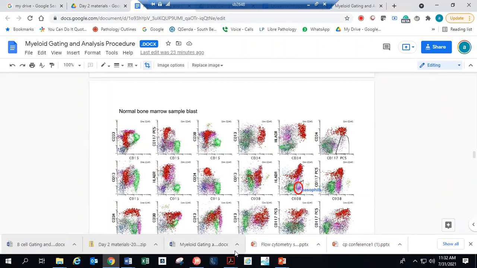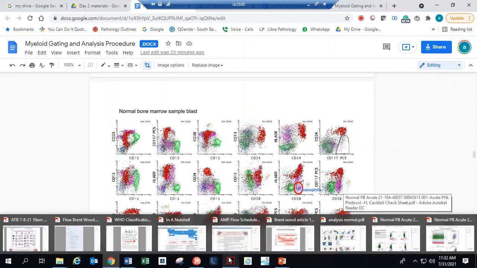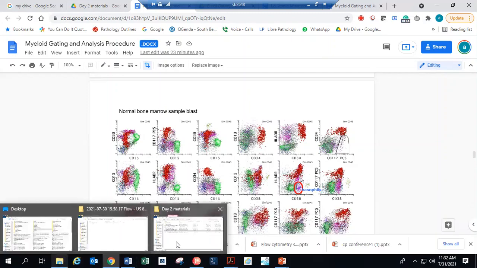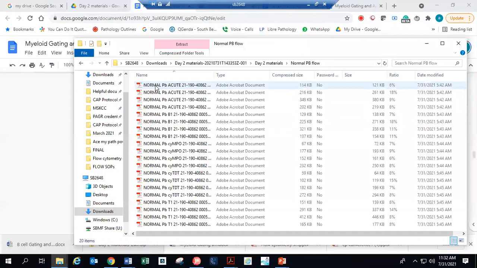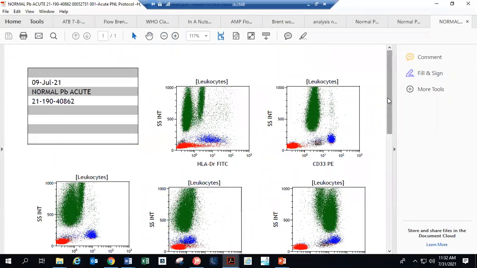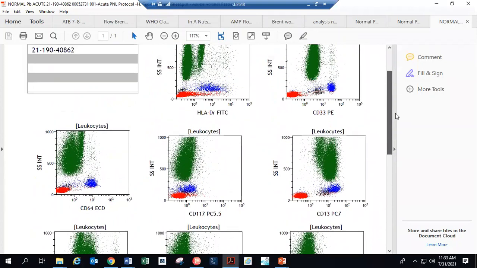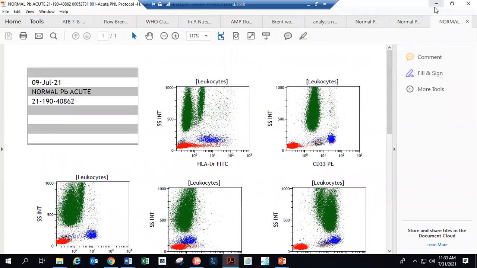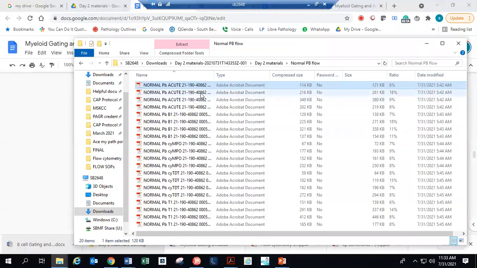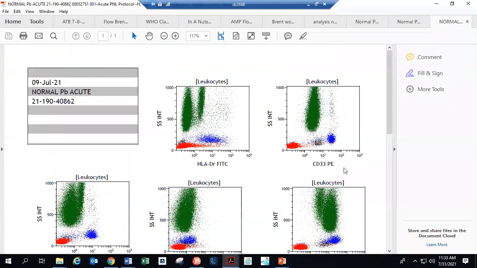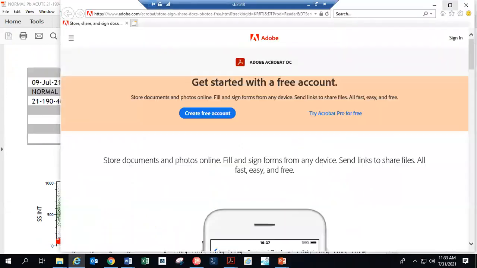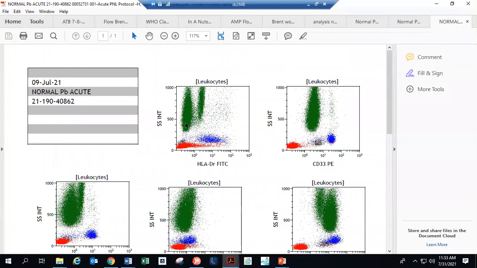Actually, let me show you the normal Kaluza. This is the normal peripheral blood flow. The normal Kaluza will not have so many plots. You see they have plots over here, and there are more of that, but they will look different. This is more of what many labs will have.